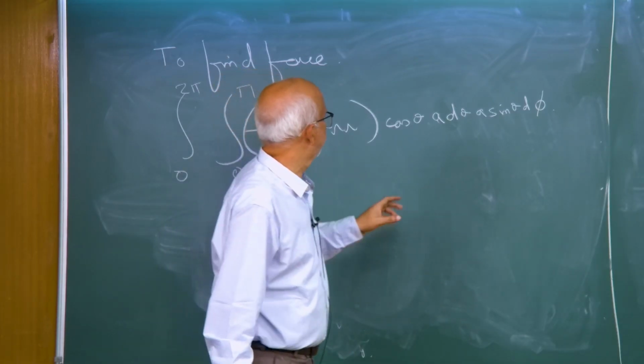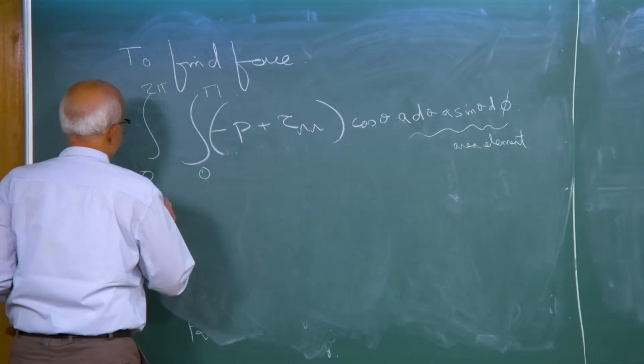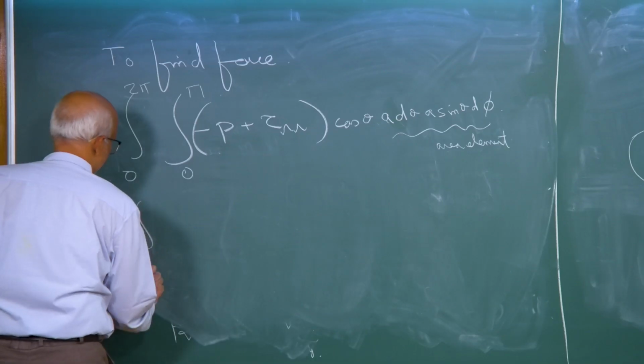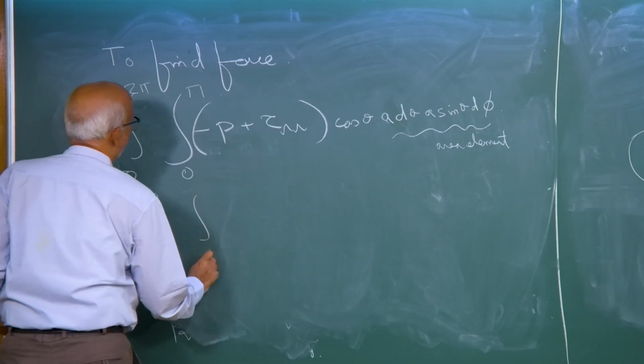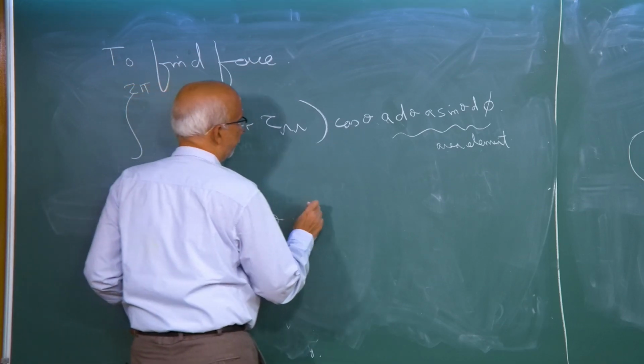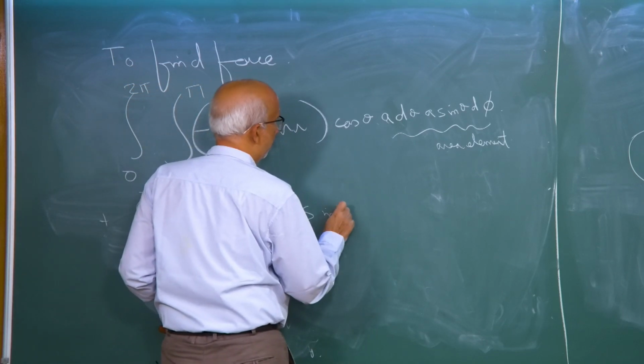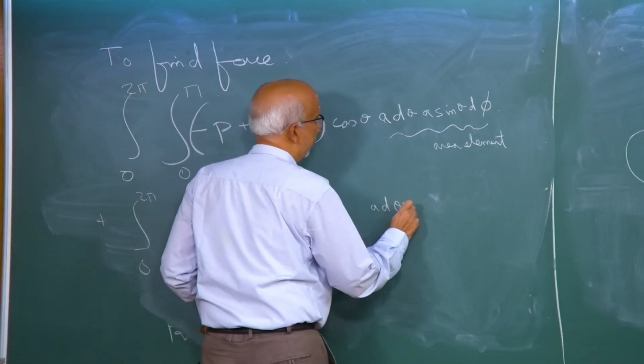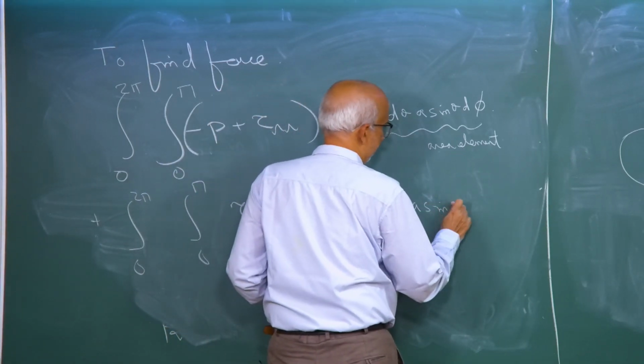So, this is the area element, plus the other term, integrated from 0 to 2 pi and 0 to pi: tau r theta sin theta, A d theta, A sin theta d phi.